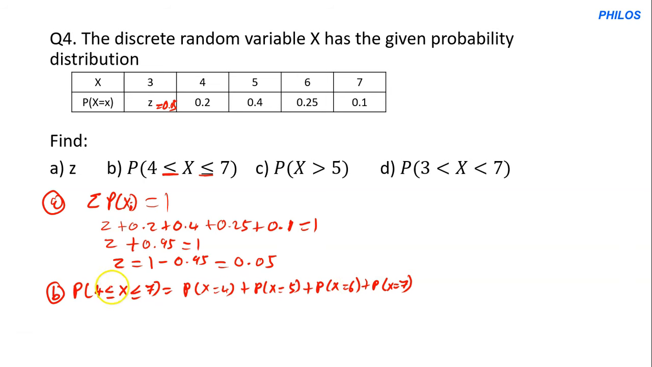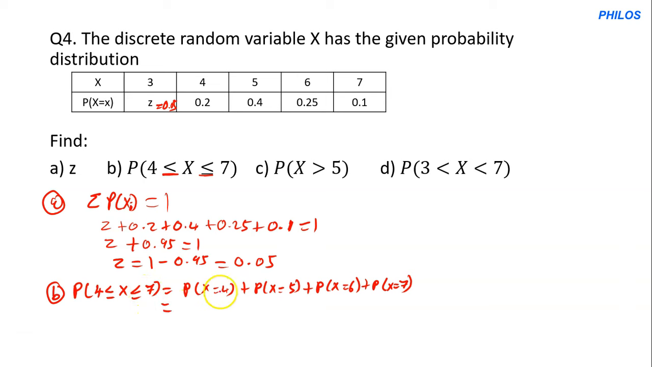If it says less than without the equal to, then 4 and 7 will not be included. But if there is equal to here and there is no equal to here, you won't include 7 but you will include 4. If there is equal to here and there is not equal to here, you will include 7 but you won't include 4. But you have the equal to in both, so you should include 4 and 7. That's the meaning. So let's solve that.